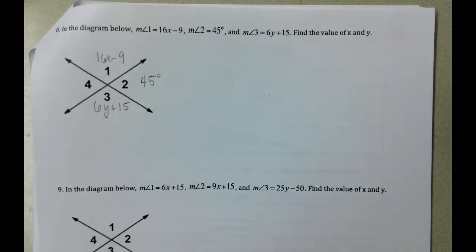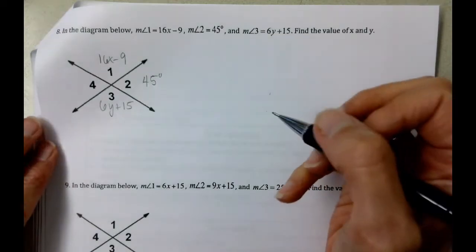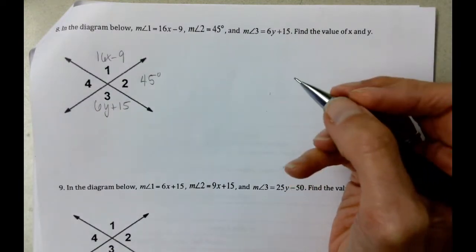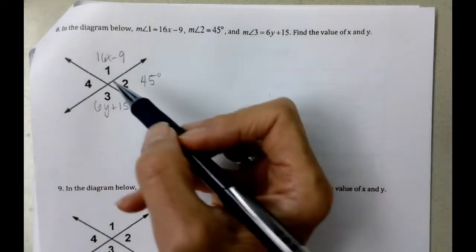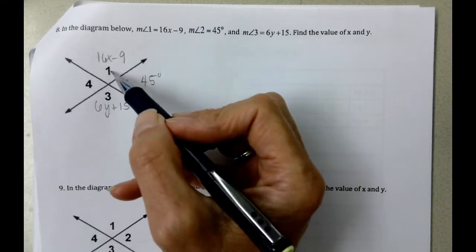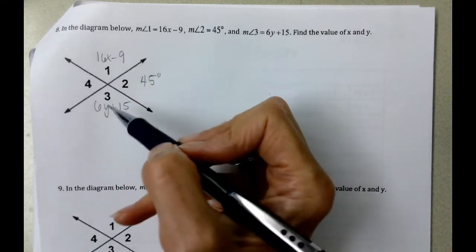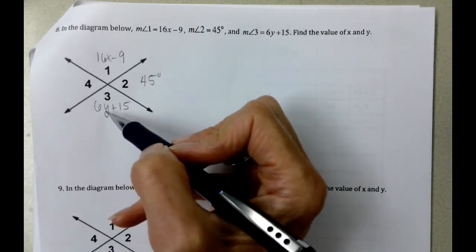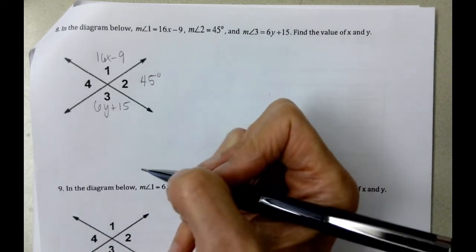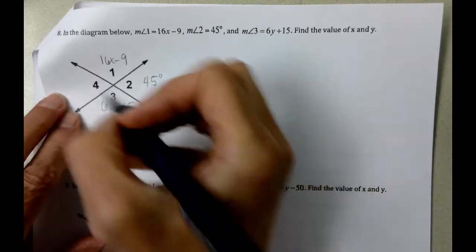So typically I like to start with vertical angles first because I think that vertical angles might be a little bit easier to work with than linear pairs. But in this particular case, angle 1 is vertical to angle 3, and angle 1 has an x in it, and angle 3 has a y in it. So we can't solve that yet. So we're going to go back to our linear pairs. Angles 1 and 2 are linear pairs.